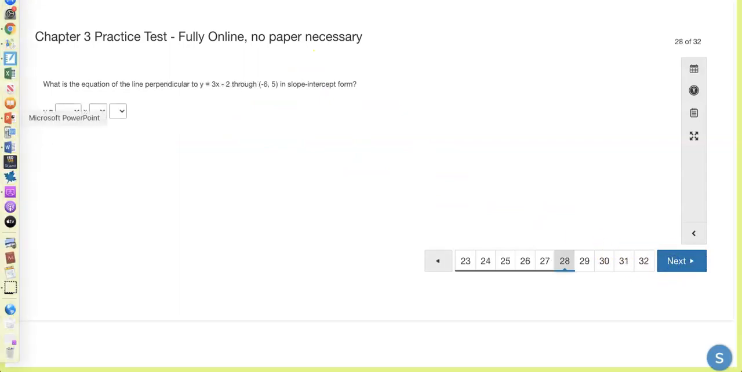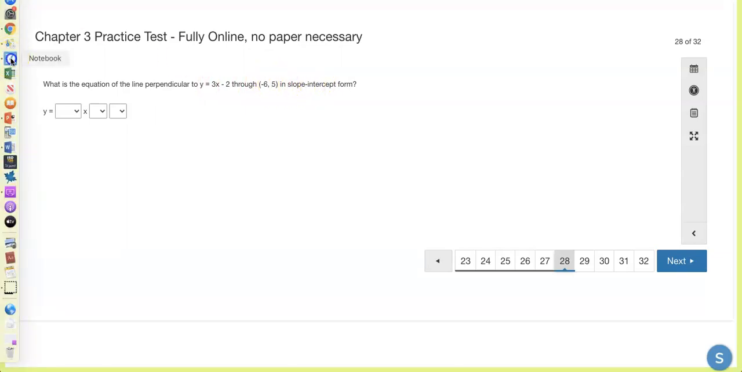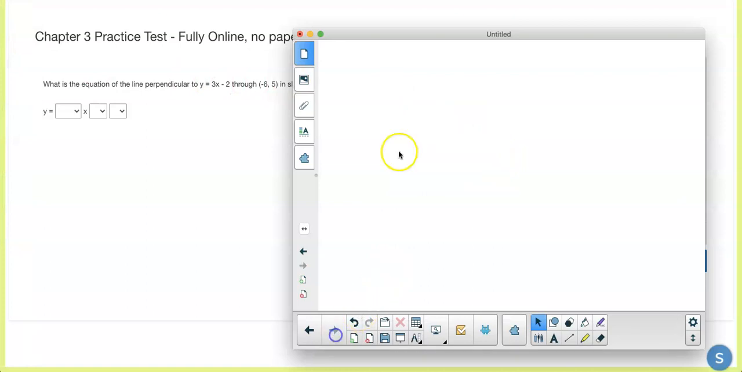Let's do another example. So number 28 now. Now it says perpendicular to this slope, 3, through this point. And this time it says in slope-intercept form. So there's a little bit of extra work here. So with this one, they gave us a slope of 3, but we want to be perpendicular to 3. So since 3 is positive, I need mine to be negative. And then if I flip that fraction, it becomes a -1/3.